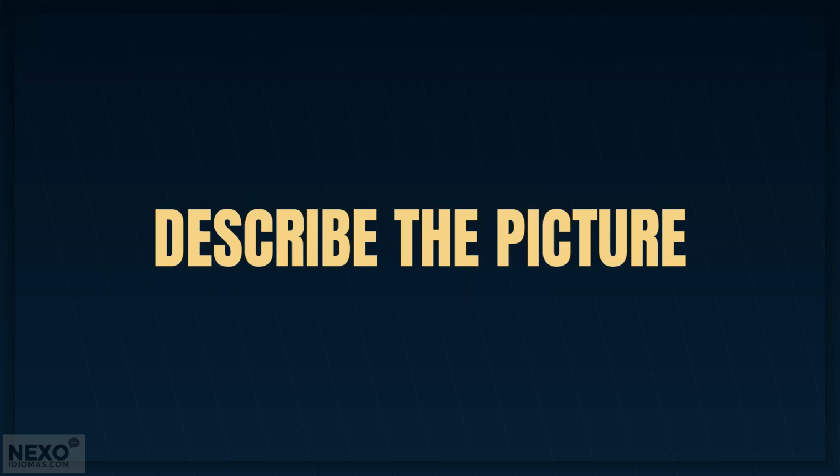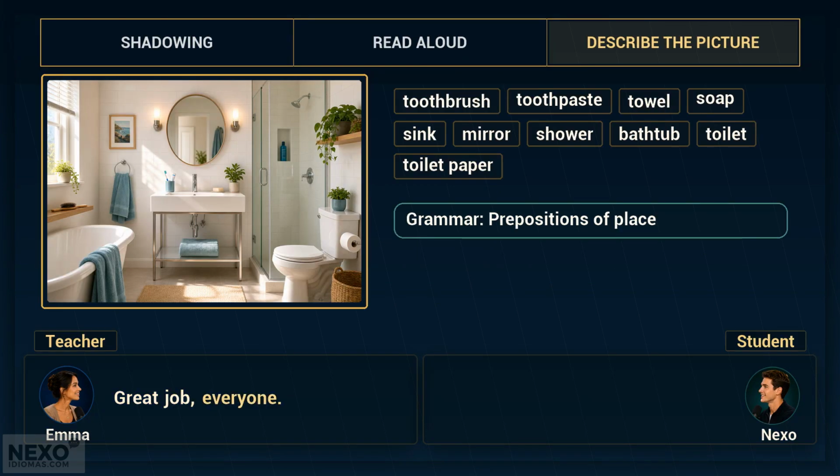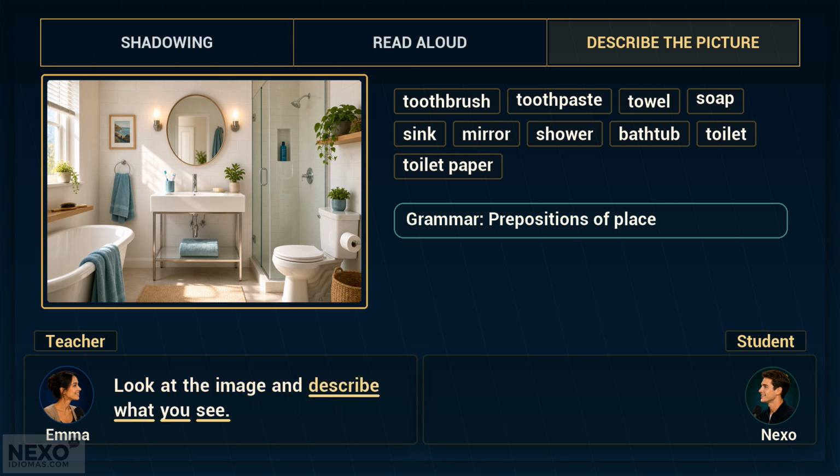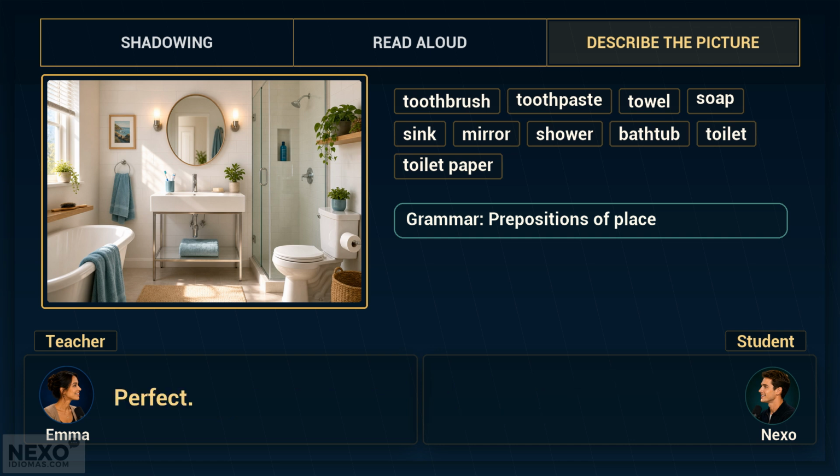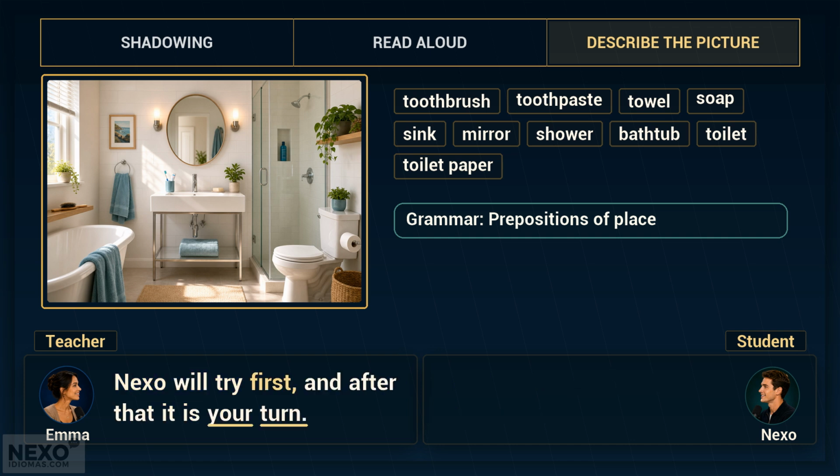Describe the picture. Great job, everyone. Now we will describe the picture. Look at the image and describe what you see. Try to use the words shown and the grammar we studied. I will try to use short sentences. Perfect. Nexo will try first, and after that, it is your turn.